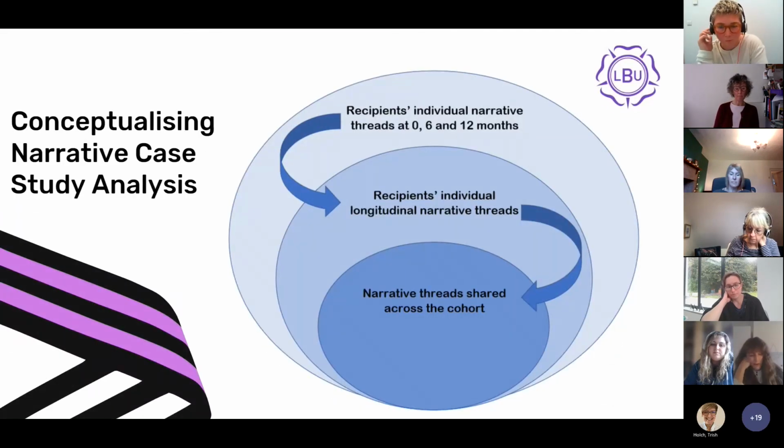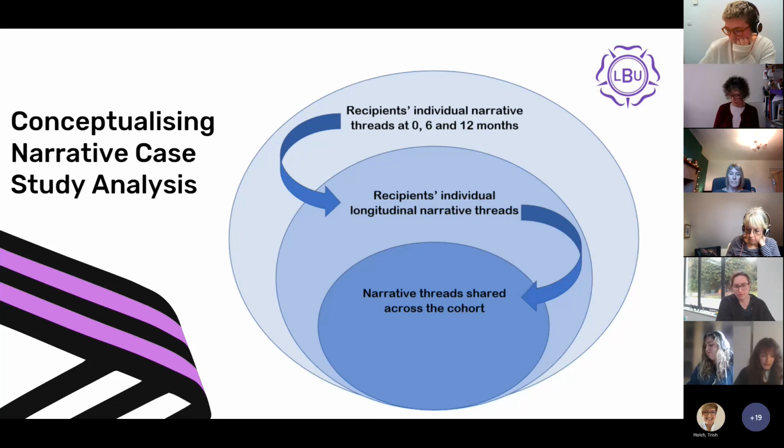Thinking a little bit more about how I might conceptualize the analytic process, I drew on Whiffen et al. in their 2014 paper, where they depict three layers of narrative analysis. Given that I interviewed the participants three times over a year, I intend to start off by identifying each of the individual's narrative threads at the different time points. Following that, I will interrogate the longitudinal narratives of each of the cases, thinking about how those threads persist over time. And then finally, I want to try and read across the cases, looking at how and which threads are shared across the cohort.